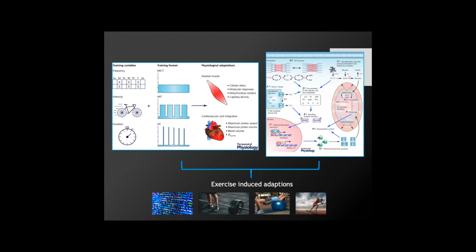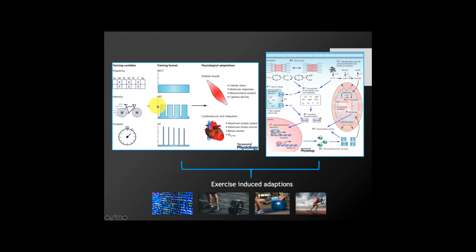So we have two images here. And on the left-hand side, we can see that we have three different delivery systems, or we're going to call these training formats. Okay, we have moderate intensity training, we have high intensity interval training, and then we have super intense training, SIT, okay? We can see that these types of training systems have been delivered 3 days a week, okay?